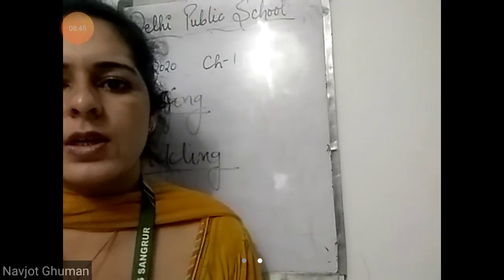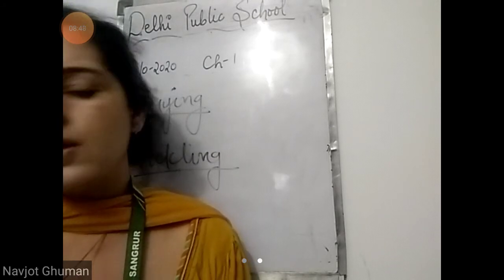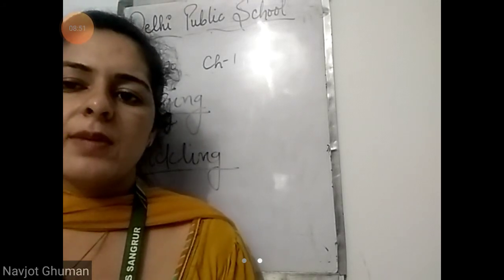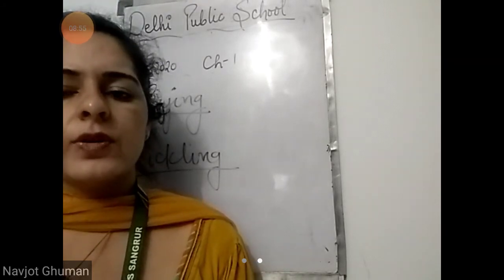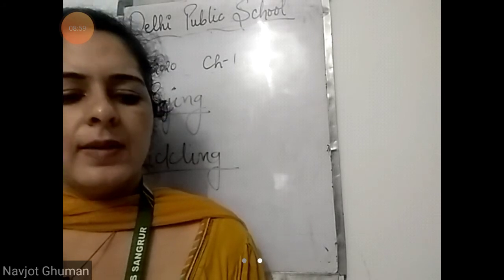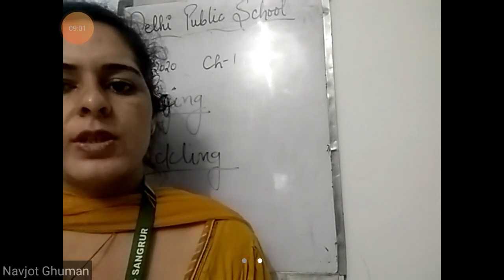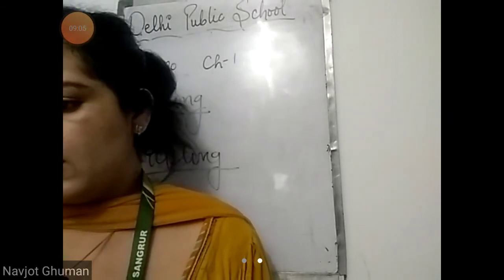First question is, what are nutrients? Name the 5 main nutrients needed by our body. The substances which are needed by our body for energy, for good health and for growth are called nutrients. And the 5 main nutrients are carbohydrates, proteins, fats, vitamins and minerals or roughage.